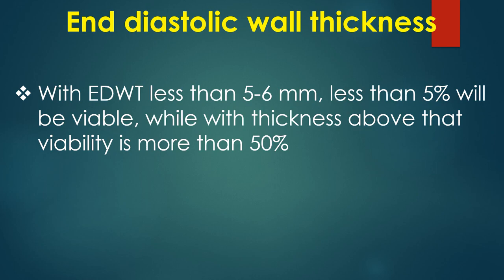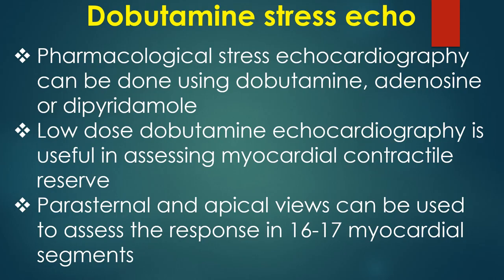With end diastolic wall thickness less than 5 to 6 mm, less than 5% will be viable, while with thickness above that, viability is more than 50%. Pharmacological stress echocardiography can be done using dobutamine, adenosine or dipyridamole. Low-dose dobutamine echocardiography is useful in assessing myocardial contractile reserve.